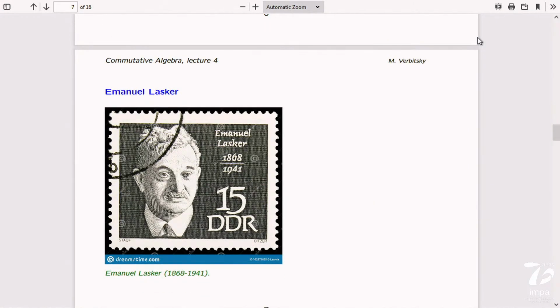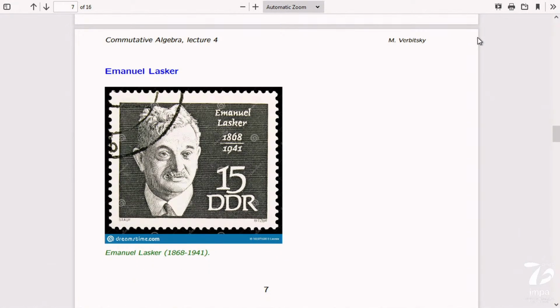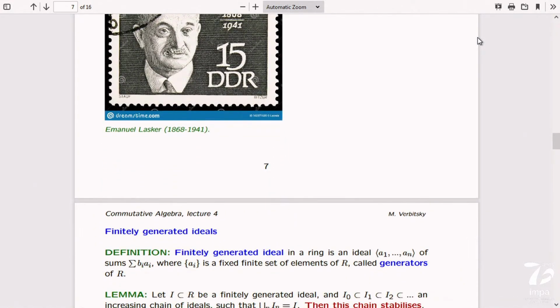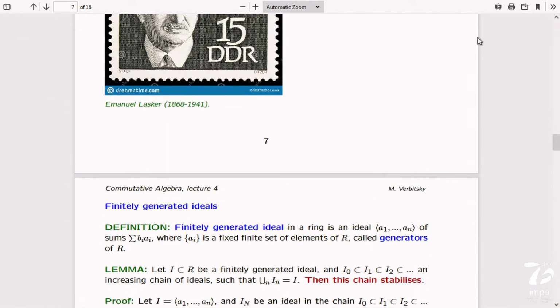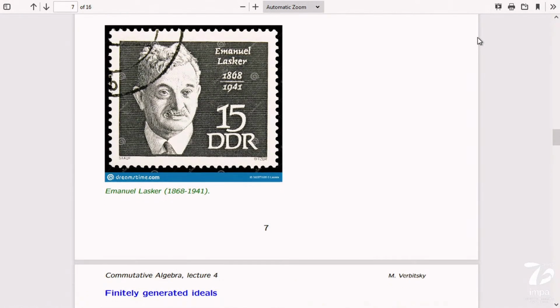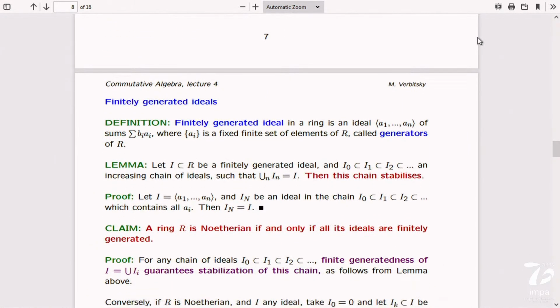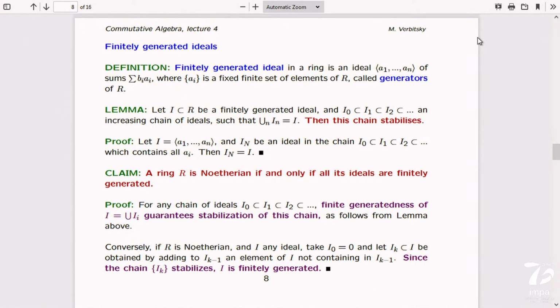And this is Lasker. He was, of course, much more famous as a chess master. This is why he had his own stamp in the Deutsche Demokratische Republik, East Germany. And I think he was the longest-reigning chess champion in the world. He was a champion for 27 years or something, and this is the longest anybody was a chess champion. But before that, he was a student of Hilbert, and he did lots of very nice mathematics. Unfortunately, he stopped and became a chess master.